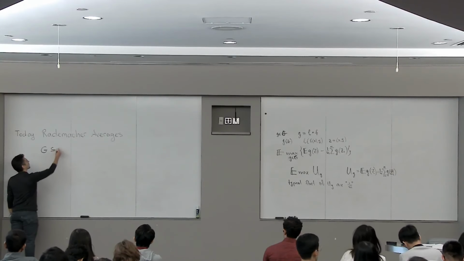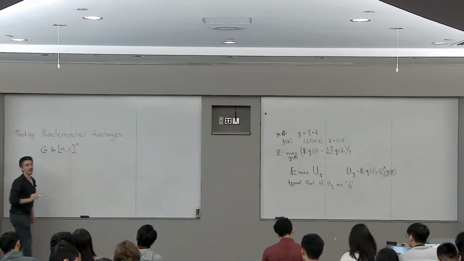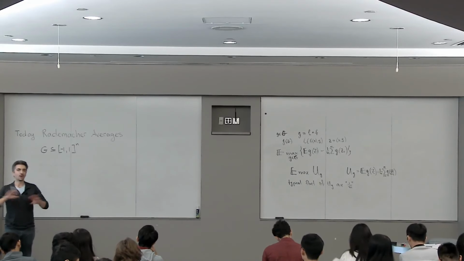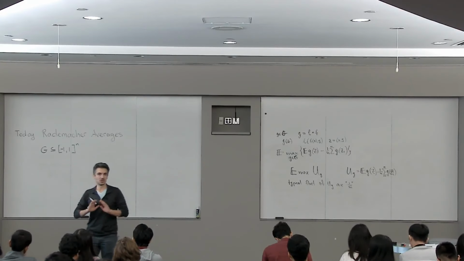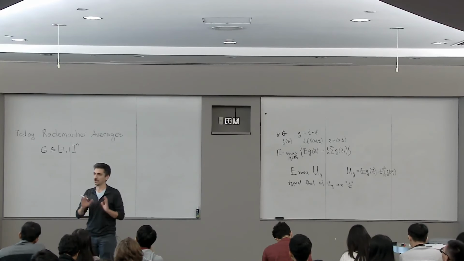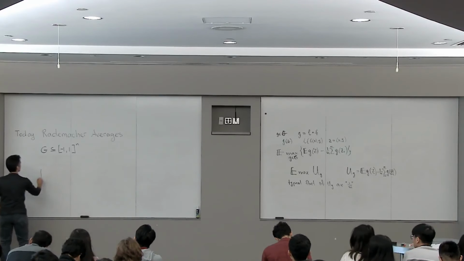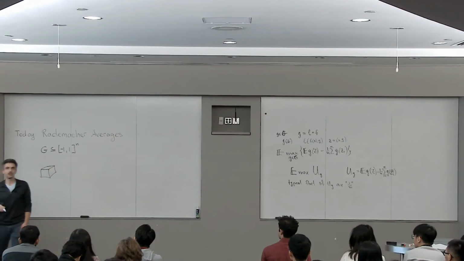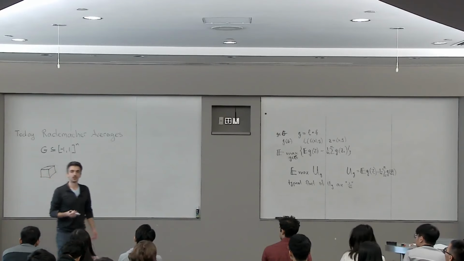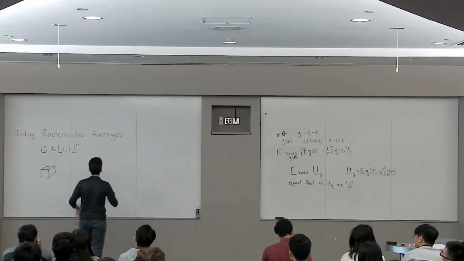Now this is going to be a subset of a hypercube, minus 1 to the power n. Now forget about learning, forget about everything, right? This is just a subset of an n-dimensional hypercube. And you have some subset. And then what I want to ask is, what is the complexity of this set? So let's say this G looks like this.